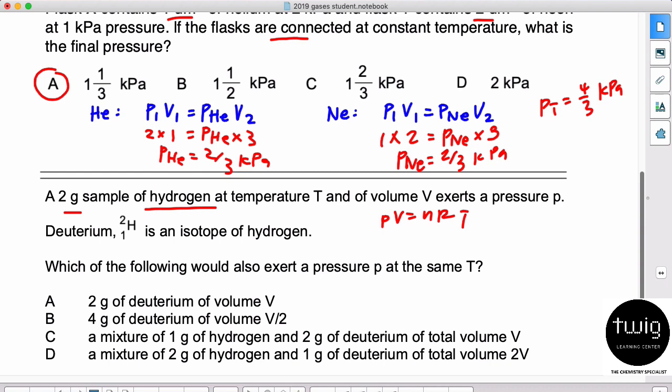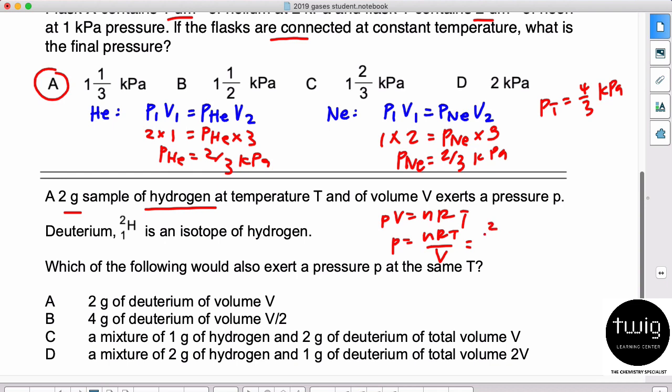Which of the following will exert a pressure P at the same temperature? So I'm going to find out what P is first. P equals nRT over V. What's the number of moles of hydrogen? We're looking at hydrogen, 2 grams, right? So 2 divided by 2 is 1. Yes, 2 grams of hydrogen means 1 mole.